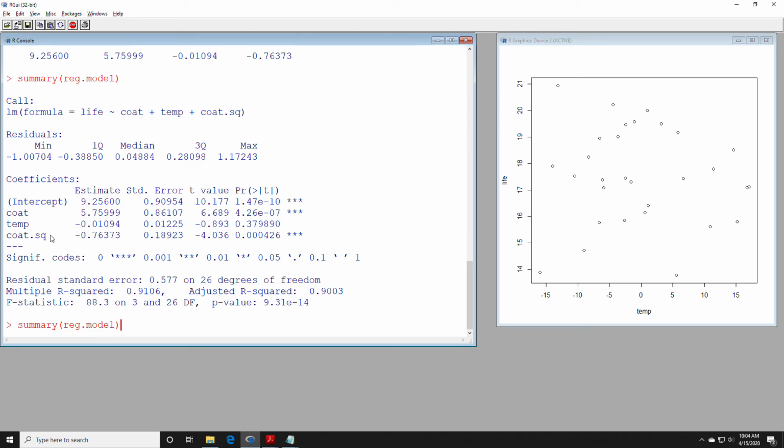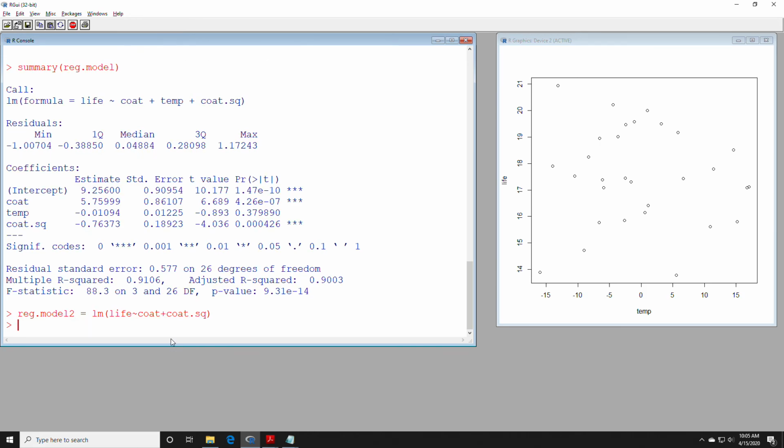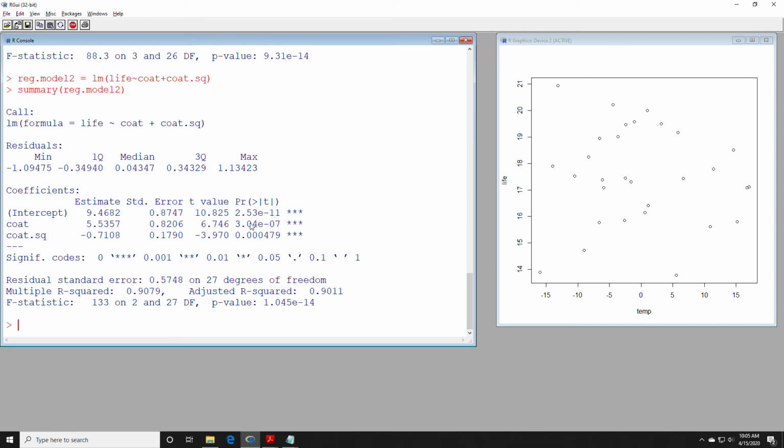Okay, so let's do that. So I'll hit up a couple times to go back to this line. I would delete temperature, and I'll call this something different, okay, just so I can keep my first regression model and refer to it if I need to. Okay, so now I'm modeling lifetime versus coating thickness and squared coating thickness, still just separated by the plus sign. And I'll just jump right to the summary. Okay, each term appears significant.